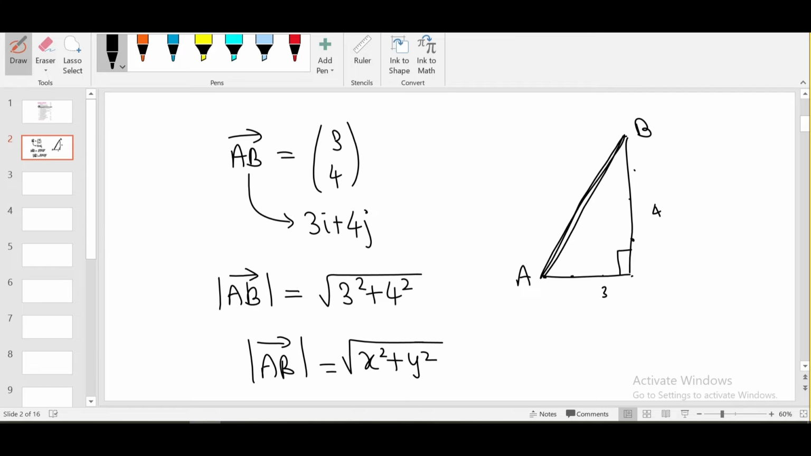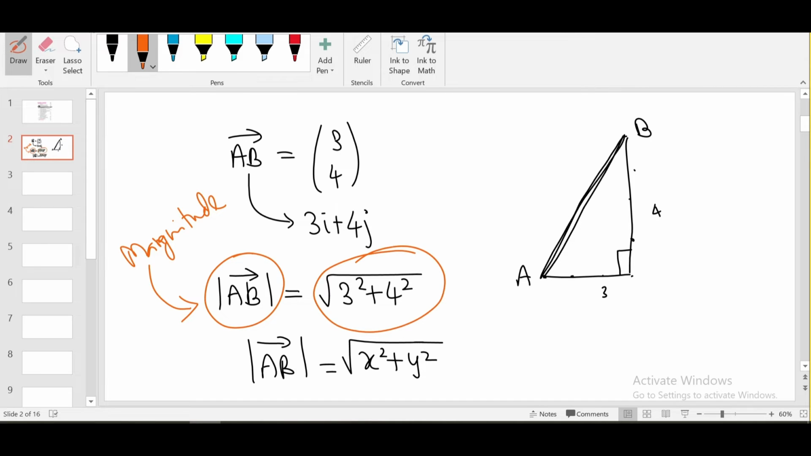Why is the AB in modulus? That's the notation for magnitude actually. This is called the magnitude of the vector. You see, I put a modulus here. Magnitude means modulus of AB. How do you find the magnitude? You take the x component and y component, apply this rule, square root of x square plus y square. That's how you find the magnitude of any vector. Understand what I'm saying? Okay.